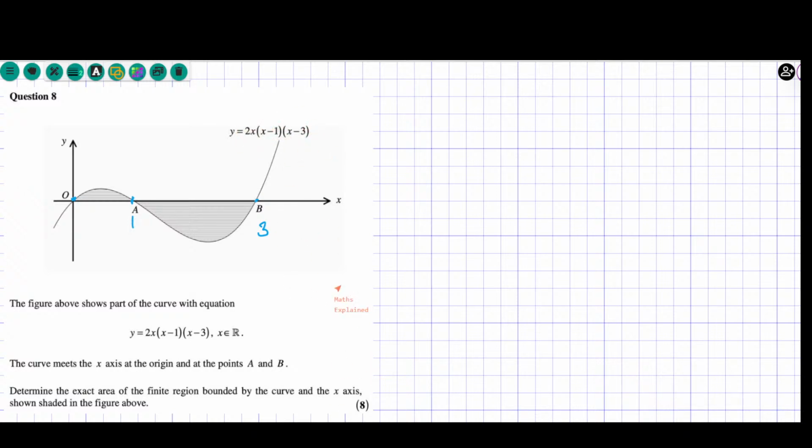Just read out from the, sorry, when y is 0. I should read through the question. It says the figure above shows part of the curve with equation y equals 2x times x take 1 times x take 3. The curve meets the x-axis at the origin and at the points A and B. Determine the exact area of the finite region bounded by the curve and the x-axis shown shaded in the figure above. Okie doke. So as we said, the integral gives you the area under the curve.